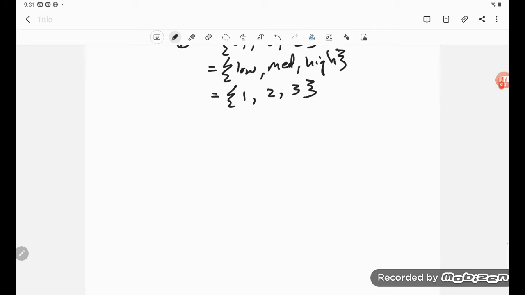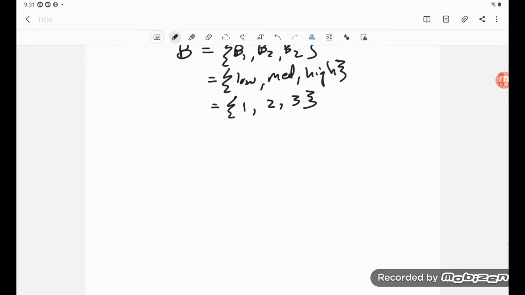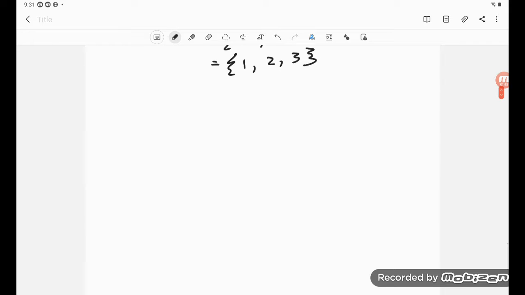Okay, so that's what we would call categorical variables, even though we gave them numbers 1, 2, and 3. Those are just codes. 3 is not necessarily 3 times as big as 1 or 2 more than 1. It's just the numerical codes for low, medium, and high.